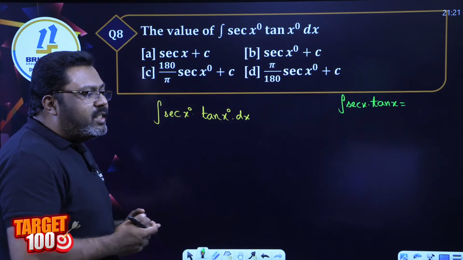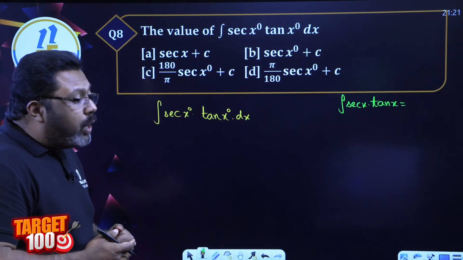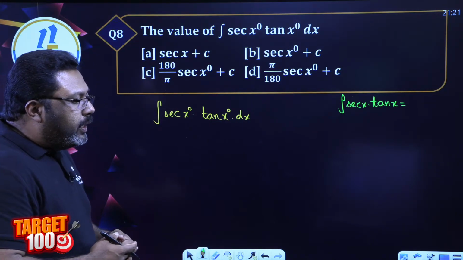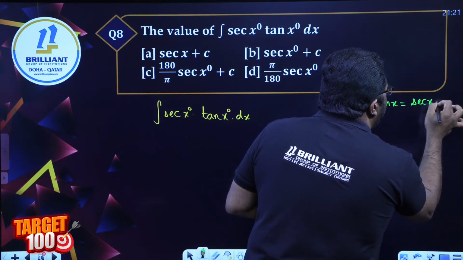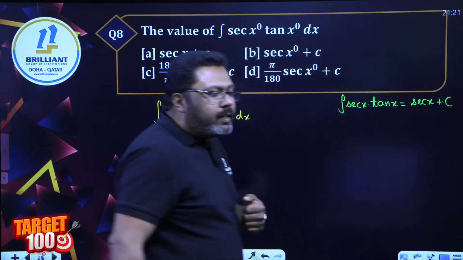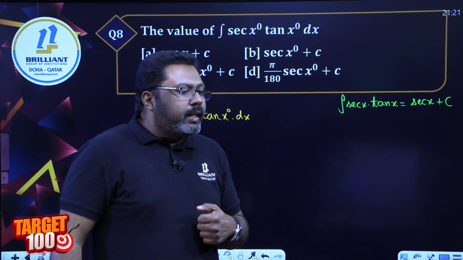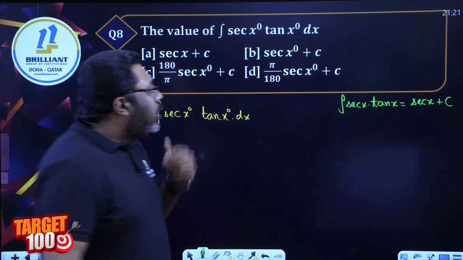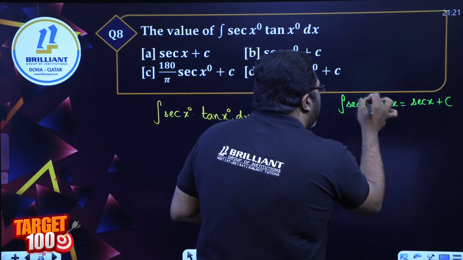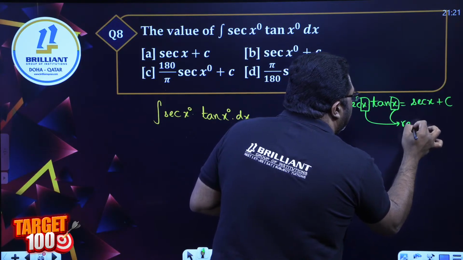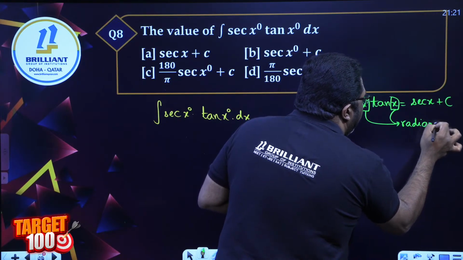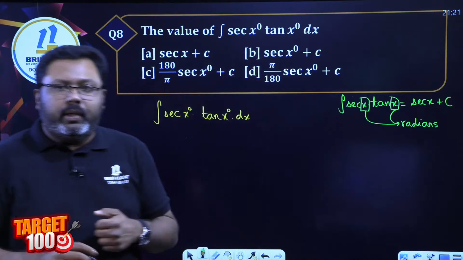Most of you started giving answers. Yes, Samuel, right answer. The integral of sec x tan x is sec x plus c. Yes, right answer, Abin, Faris and Hafiz, sec x plus c. But this x is in radians. Keep in mind, my dear students. That's why we don't have a symbol on top of it.